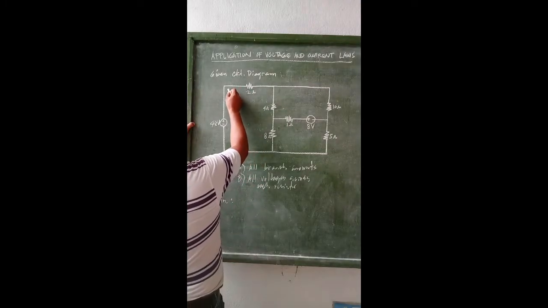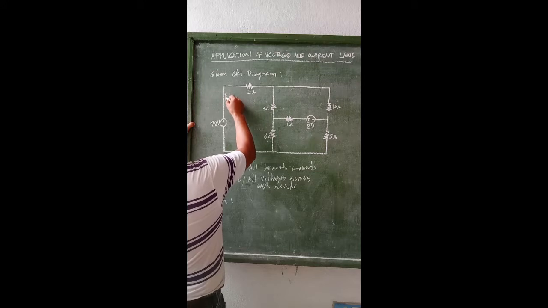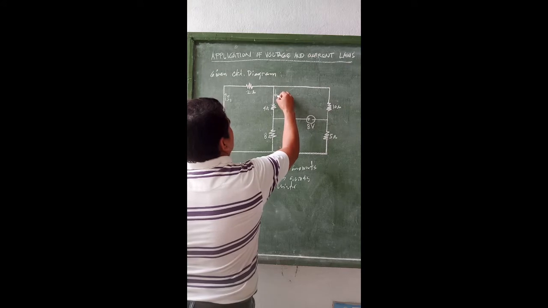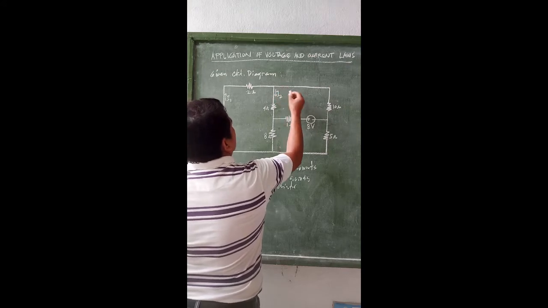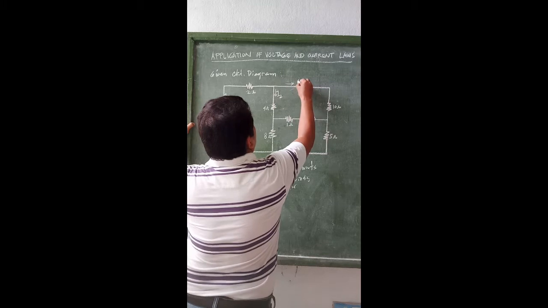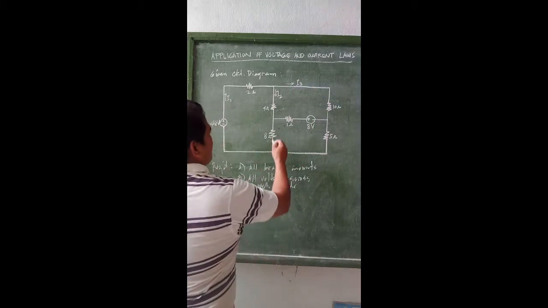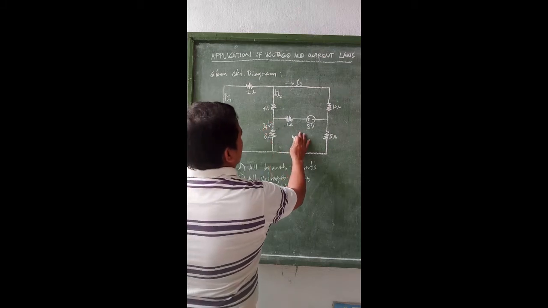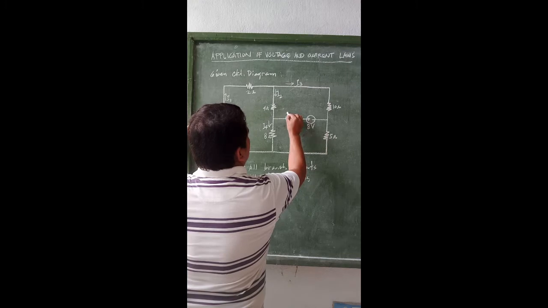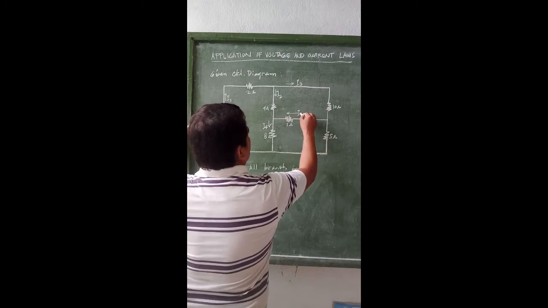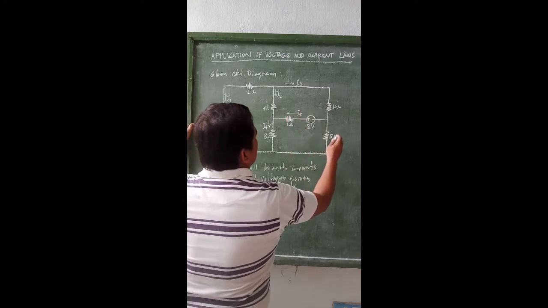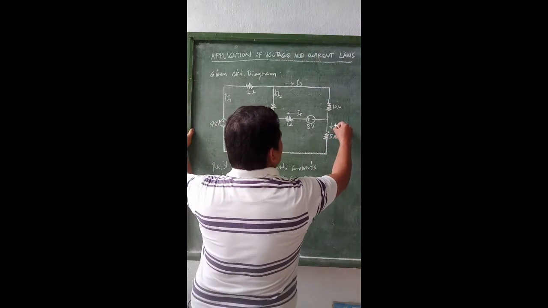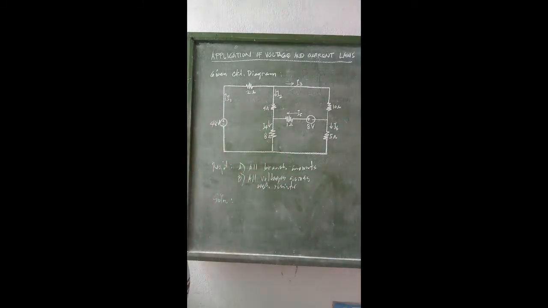Say for example, let us assign the current. Let us say the current here is I sub 1. The current here is I sub 2. Here is I sub 3. Along this 8 ohm resistor is I sub 4. Here, the current direction is to the left, I sub 5. And then to the last branch, let us say this is I sub 6.